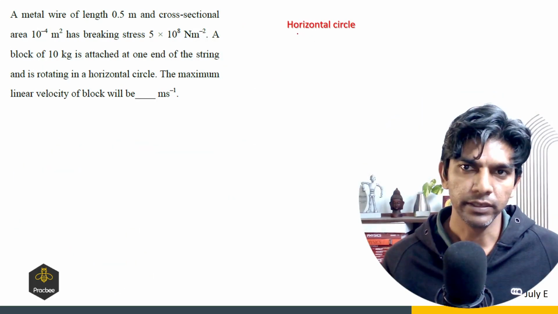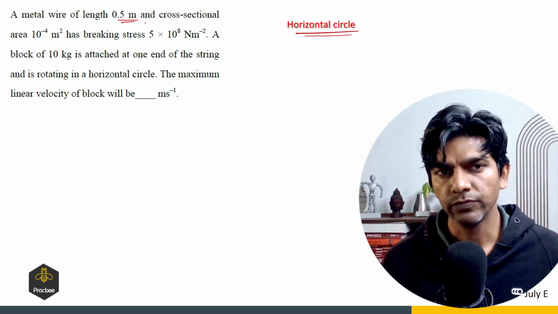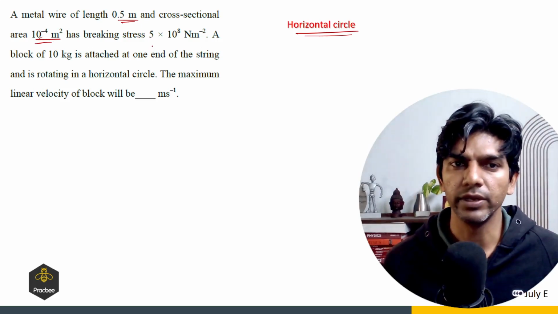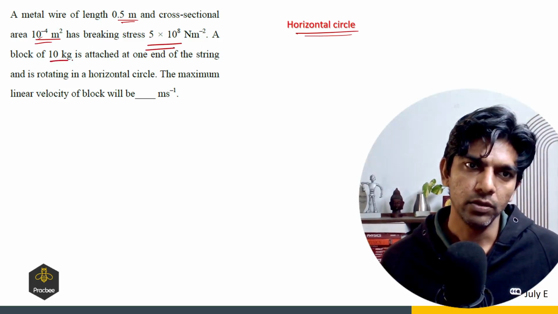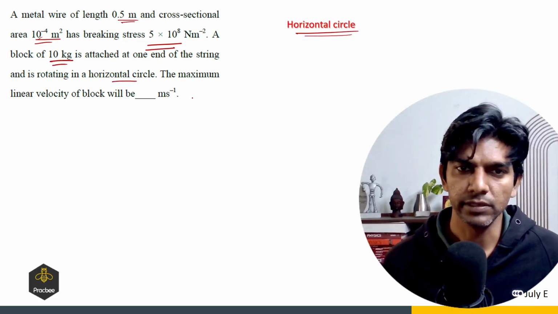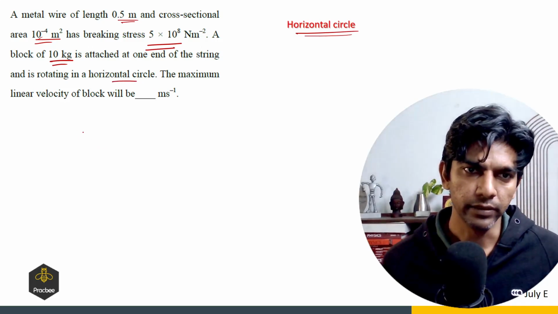Now let us see the case of a horizontal circle. A wire of length 0.5 meter and cross-sectional area 10 raised to minus 4 square meter has a breaking stress of 5 into 10 raised to 8 Newton per meter square. A block of 10 kg is attached at one end of the string and is rotated in a horizontal circle. Find the maximum linear velocity of the block without breaking the wire.